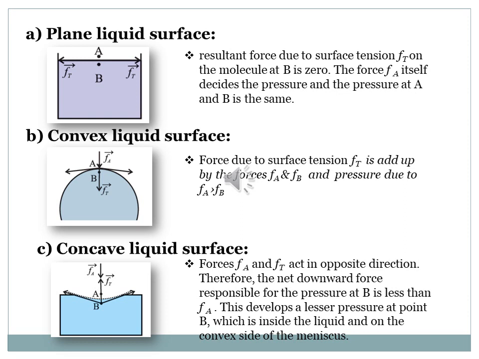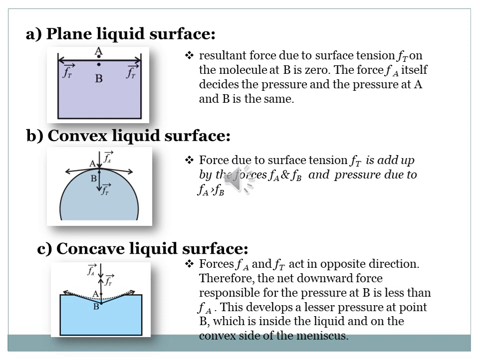In case of concave, what will happen? Exactly the inverse case will happen. The pressure at Fa will be very less as compared to B. So it will give you a concave liquid surface. Alright, they should be opposite in direction. A will be in the upward direction and B will be in the downward direction. So they will not add up. Alright. So only the net downward force will be responsible for the pressure at B. So that will create a concave liquid surface.